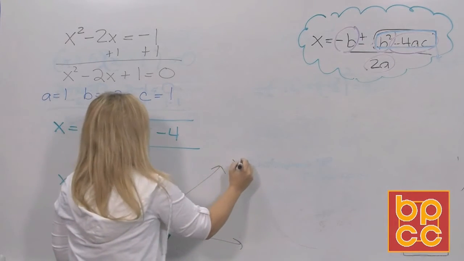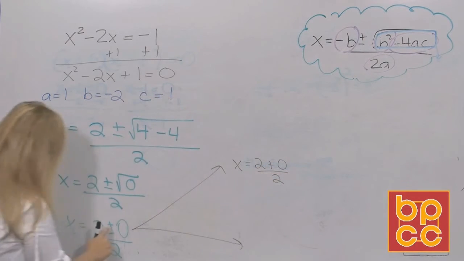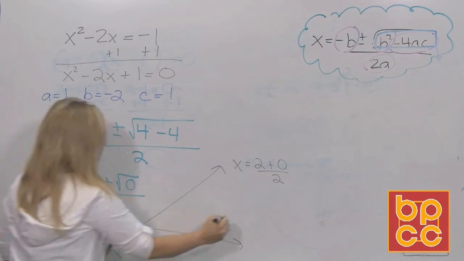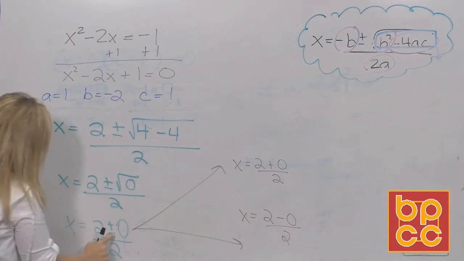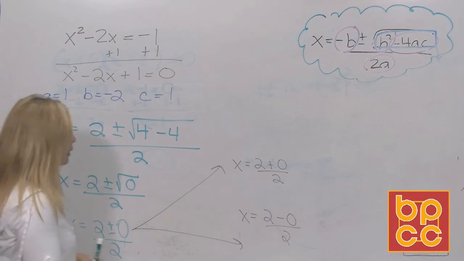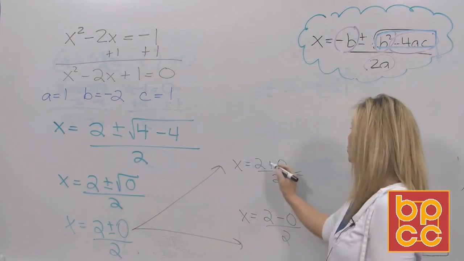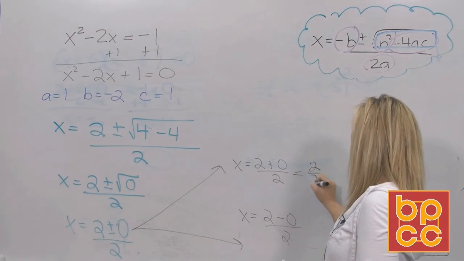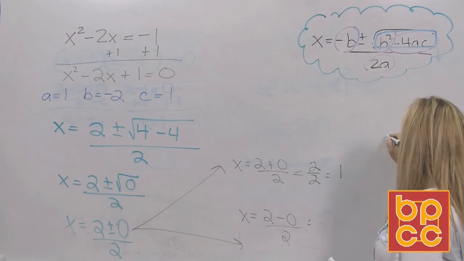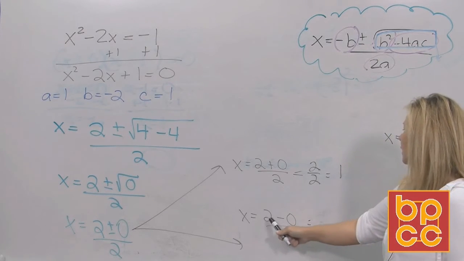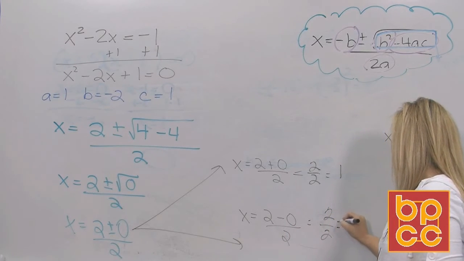equations. X equals 2 plus 0 over 2. There's the plus. X equals 2 minus 0 over 2. There's the minus. Now we can work it. Remember, you have to make the numerator one whole number first. So 2 plus 0 is 2. 2 divided by 2 is 1. Okay, so our first solution is x equals 1. Second solution, 2 minus 0 is also 2, and 2 divided by 2 is 1.